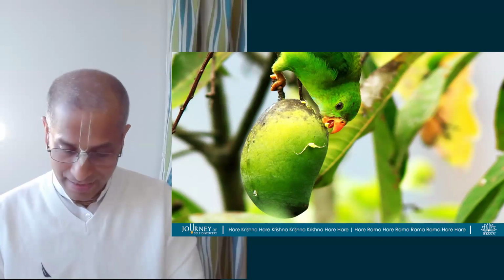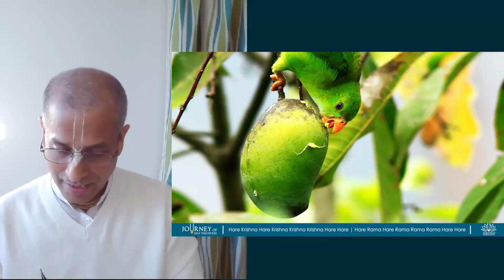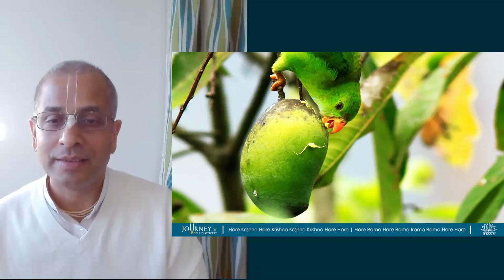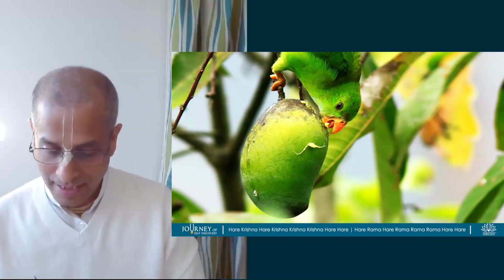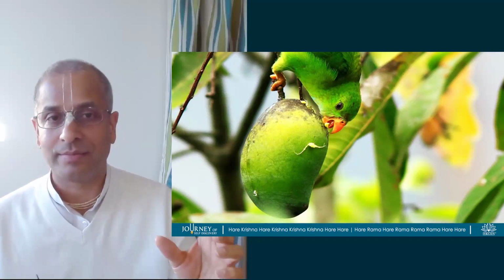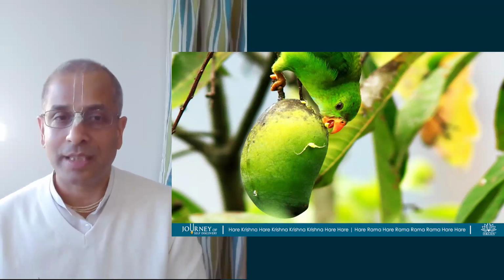Let us read this paragraph on page 60. Who wants to read? Page 60, the first part where it says the Vedic fruit which is mature. Yes, Parmendra Prabhu, start.